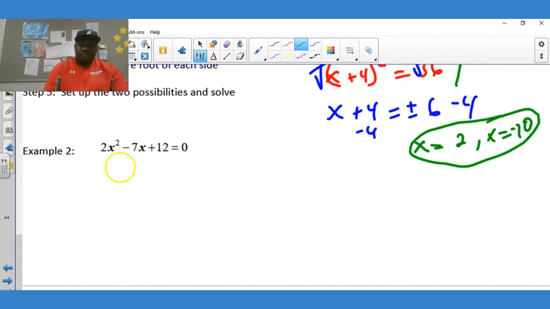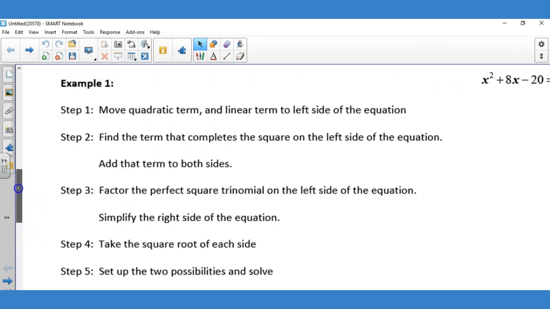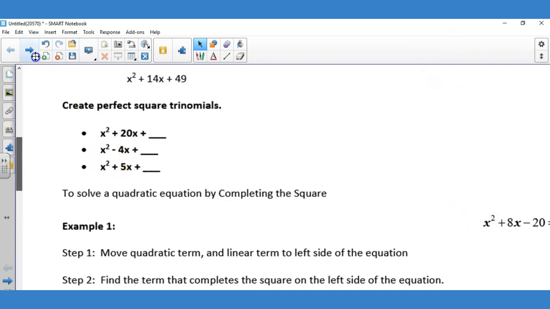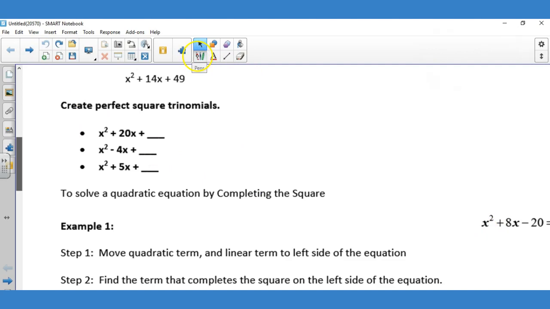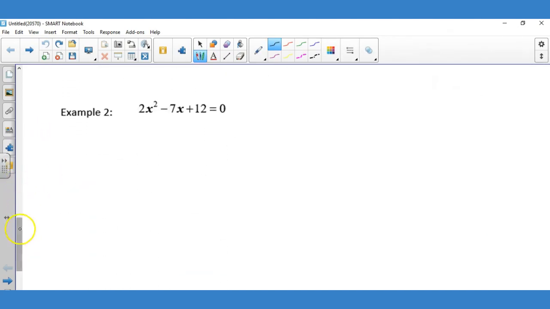Example 2. Now, the first thing I want to point out is, see this 2 here? We're going to complete the square with this problem here, but first, I wanted to point out that, see how these problems are all x squared? Even this one is x squared. The leading coefficient is 1. Well, what we're going to do with this next problem is we're going to get this to look like those. We're going to turn this into an x squared.